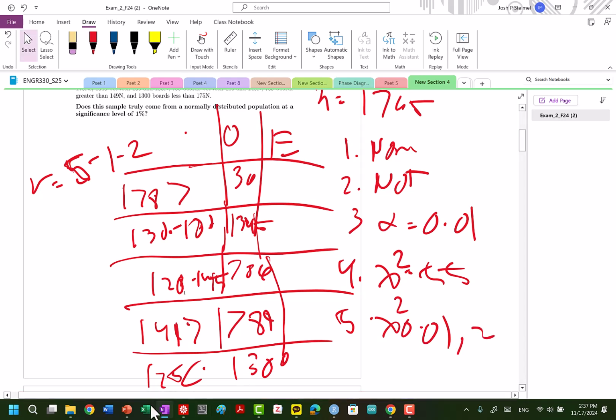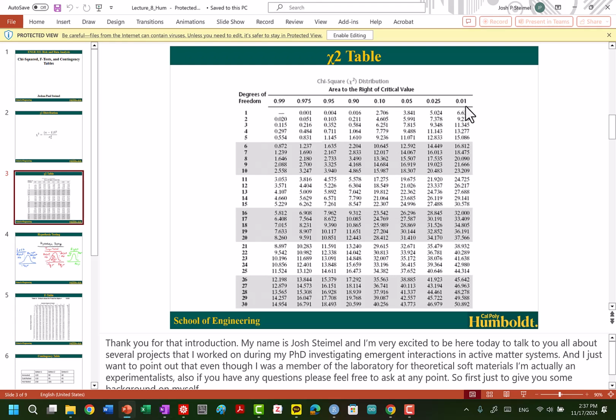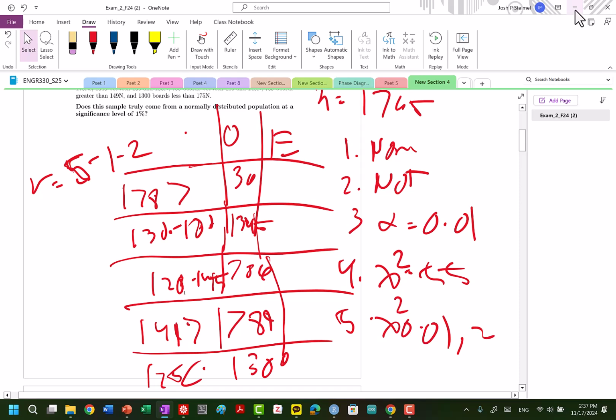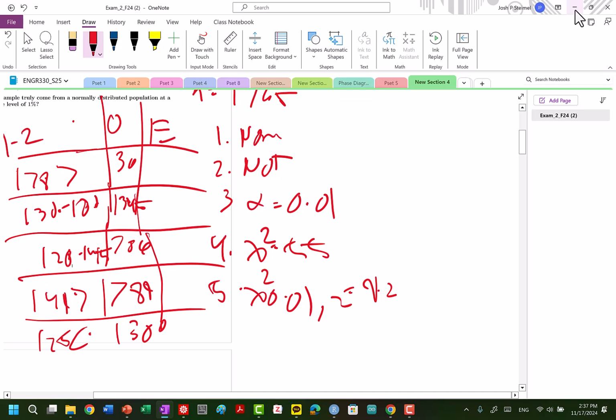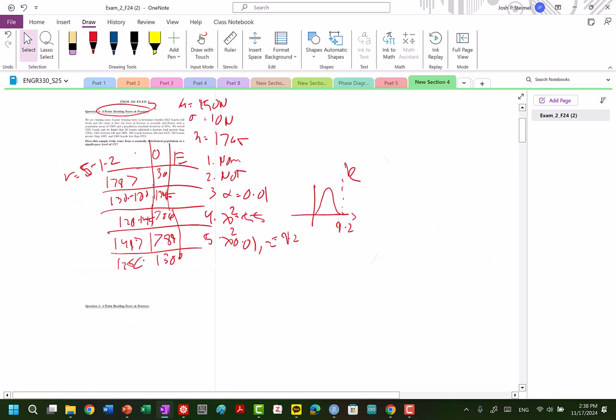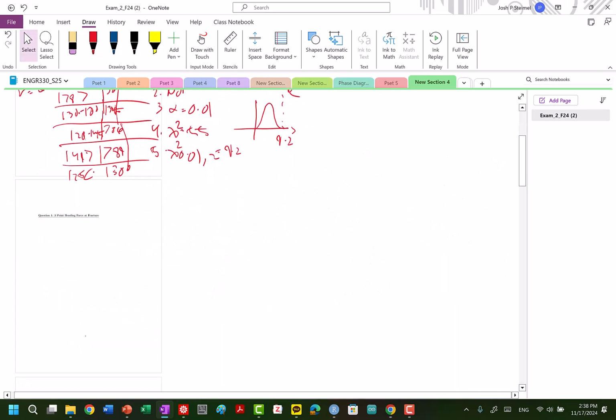We look at our chi-squared table, 0.01, 2, so that leaves us with 9.2, and then that will give us the following. So this is like 9.2, or like 5,000, so that is a big old reject for sure. And that makes sense because they're very different.